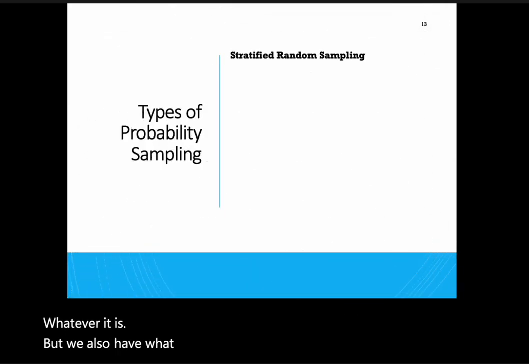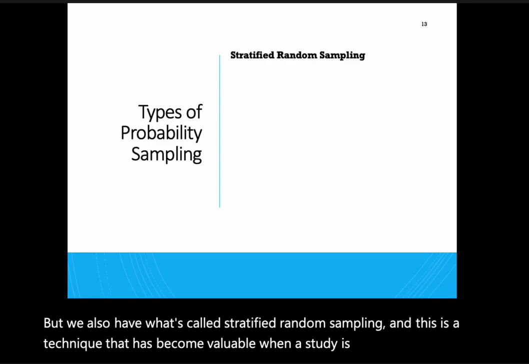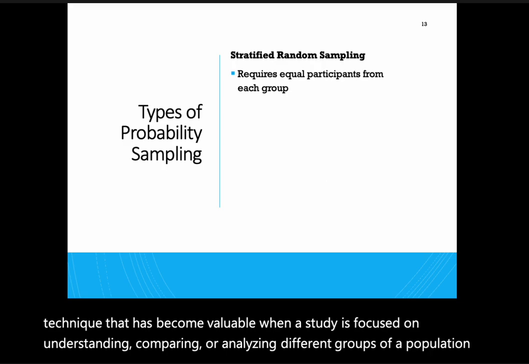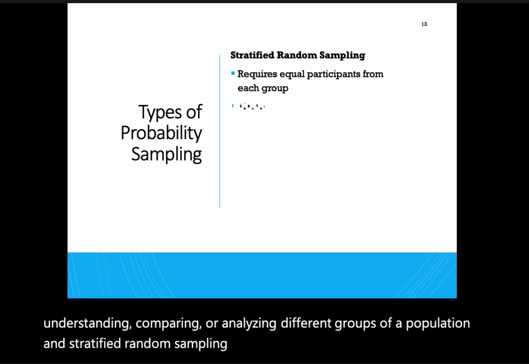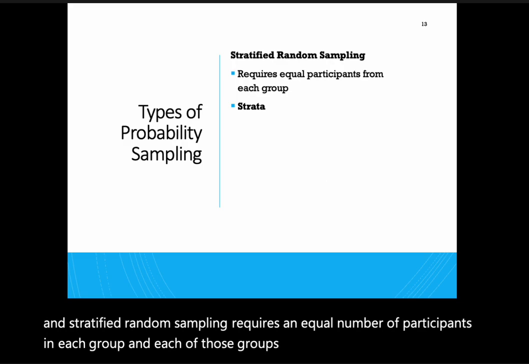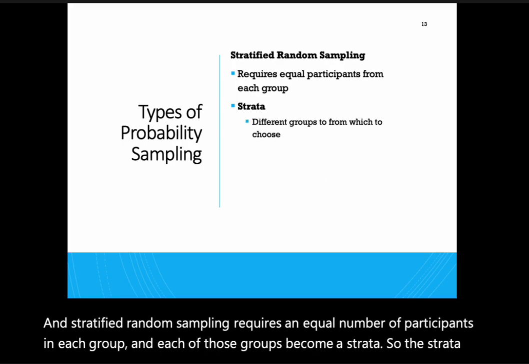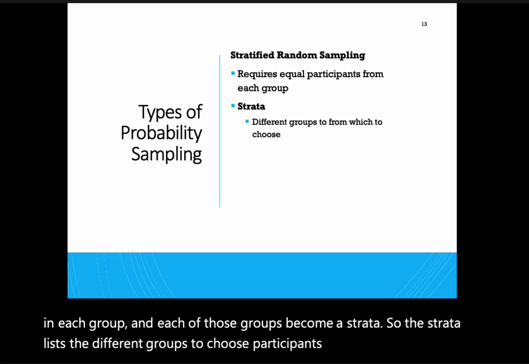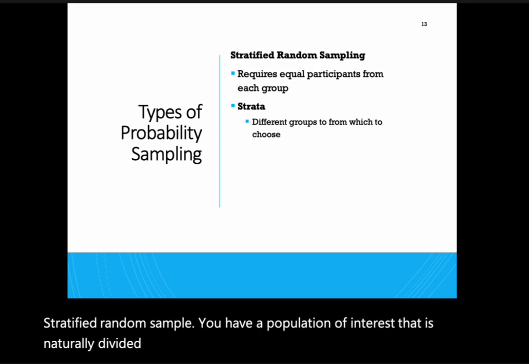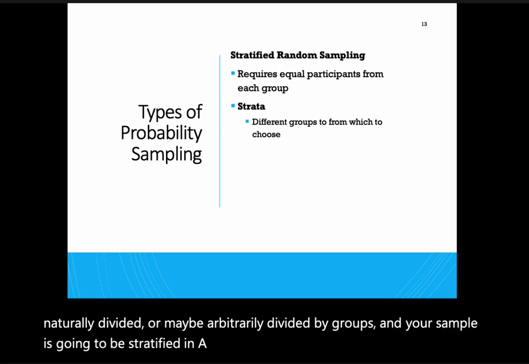But we also have what's called stratified random sampling, and this is a technique that has become valuable when a study is focused on understanding, comparing, or analyzing different groups of a population. And stratified random sampling requires an equal number of participants in each group. And each of those groups become a strata. So the strata lists the different groups to choose participants from. So within a stratified random sample, you have a population of interest that is naturally divided or maybe arbitrarily divided by groups. And your sample is going to be stratified in a way that matches the way that it is stratified in the population.